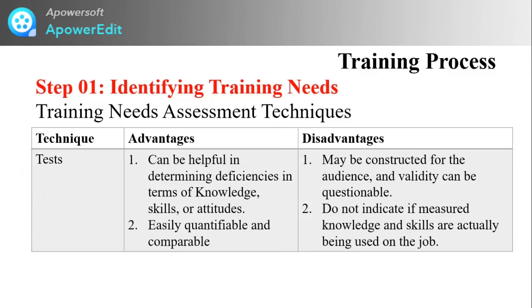The advantage is that it can be helpful in determining deficiencies in terms of knowledge, skills, and attitude through the paper. It is also easily quantifiable and comparable. We can compare that these workers know this item of the machine, but these workers are not aware of that part of the machine. Likewise, we can quantify and compare the test.